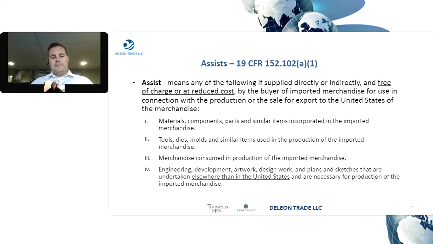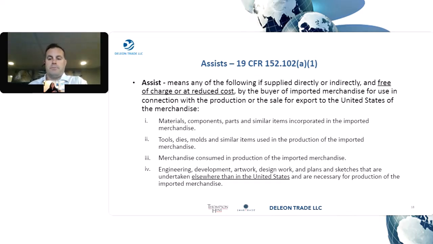And finally, let's say I wanted to design this mouse and I outsource my engineering to a firm in Germany that designs the ergonomic settings on it and all this stuff. Those plans and sketches and engineering necessary to produce my mouse, say if I paid $20,000 for design of this mouse, that part is then part of the value when I import the mouse from Mexico. So those are the 4 categories of assists.